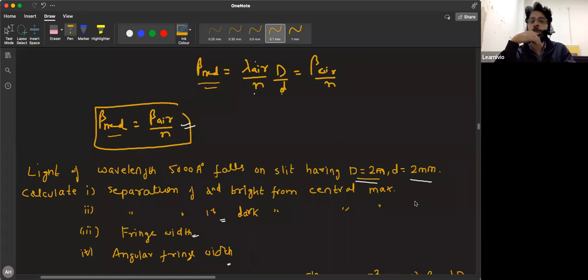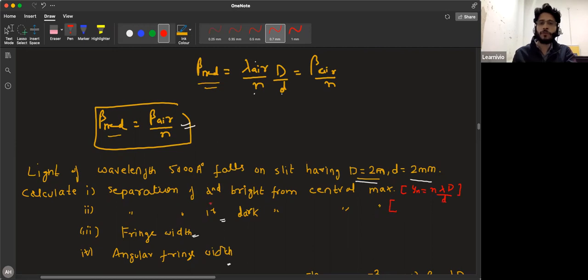Oneep, which formula will you use to calculate the separation of the second bright fringe from the central maxima? Sir, n lambda capital D by small d. Yes, so this is the relation: n lambda capital D divided by small d.